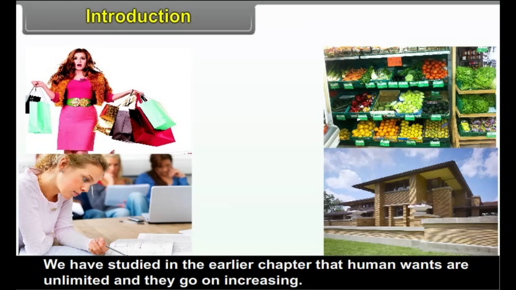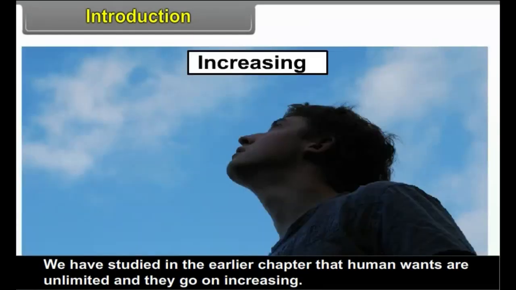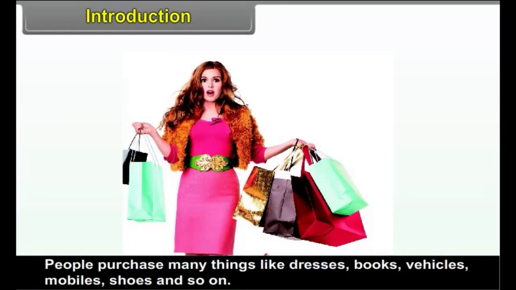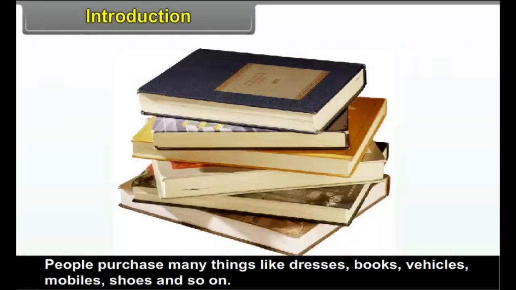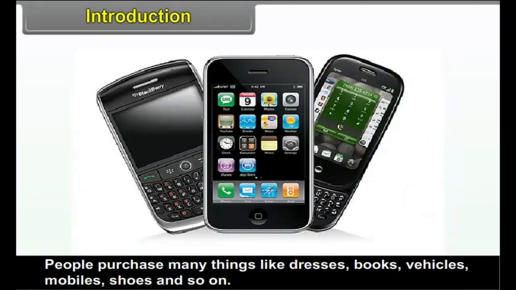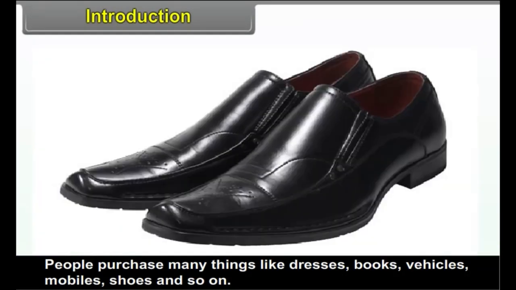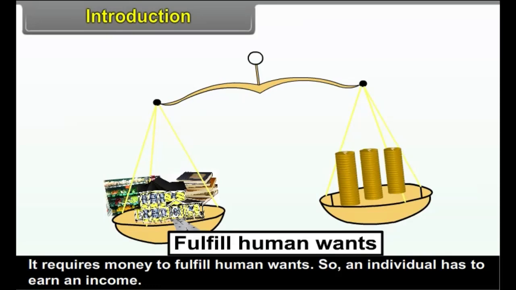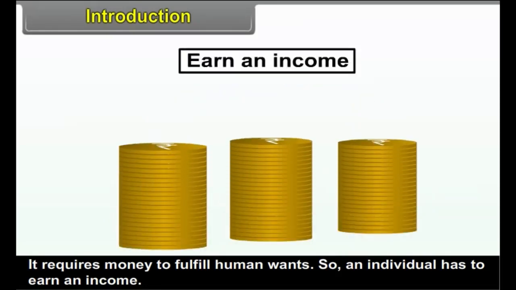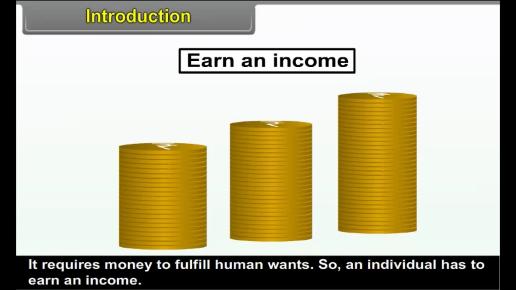3.1 Introduction. We have studied in the earlier chapter that human wants are unlimited and they go on increasing. People purchase many things like dresses, books, vehicles, mobiles, shoes, and so on. It requires money to fulfill human wants. So, an individual has to earn an income.